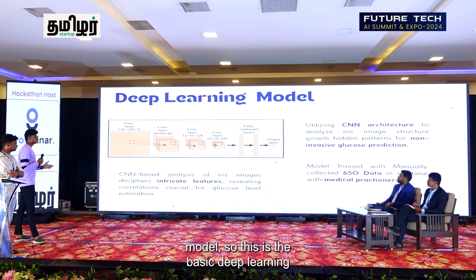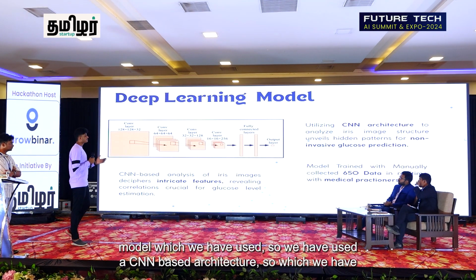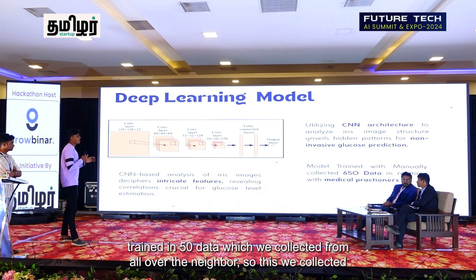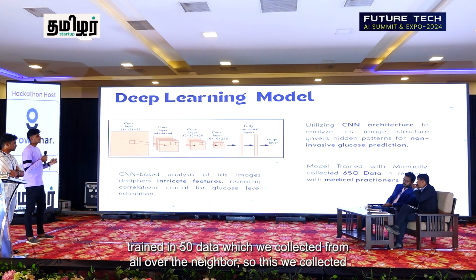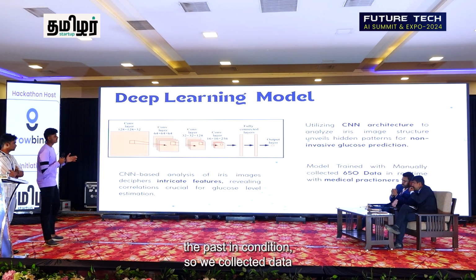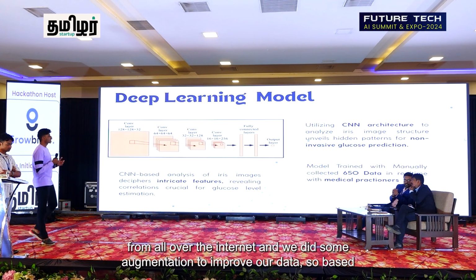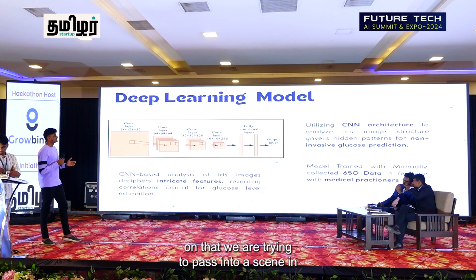This is the basic deep learning model which we have used. We have used a CNN-based architecture, which we trained using 650 data samples which we collected. We collected data at different timestamps, based on the fasting condition. We collected data from all over the internet and did some augmentation to improve our data sample. Then we pass it into our CNN-based architecture.